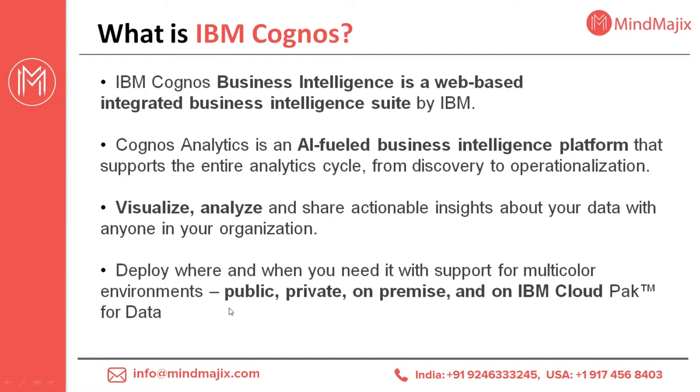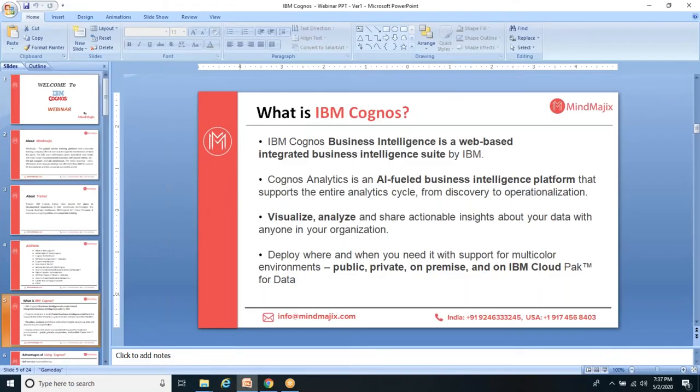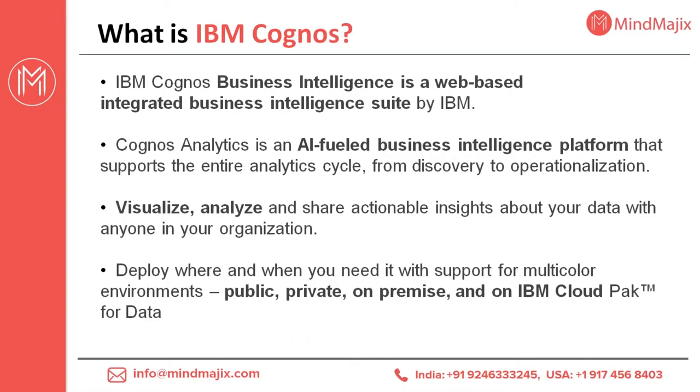IBM supports deployment options like public, private, on-premises, and IBM Cloud. Currently, some organizations are going for the cloud version of IBM Cognos. We know the difference between cloud and on-premises, and public and private networks. Public means it is generally available to every public user, and private means within the organization you maintain all the Cognos servers. On-premises means you have your own server within the organization, you install the IBM Cognos software, and you maintain access and security, as a developer or administrator. On-premises means you have all the servers in your hands.